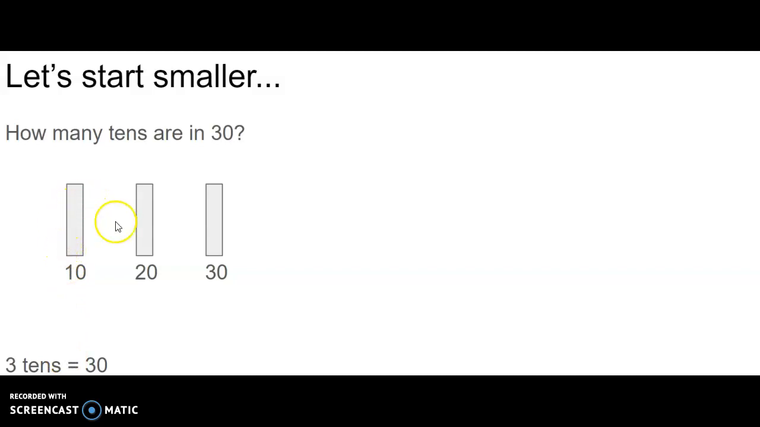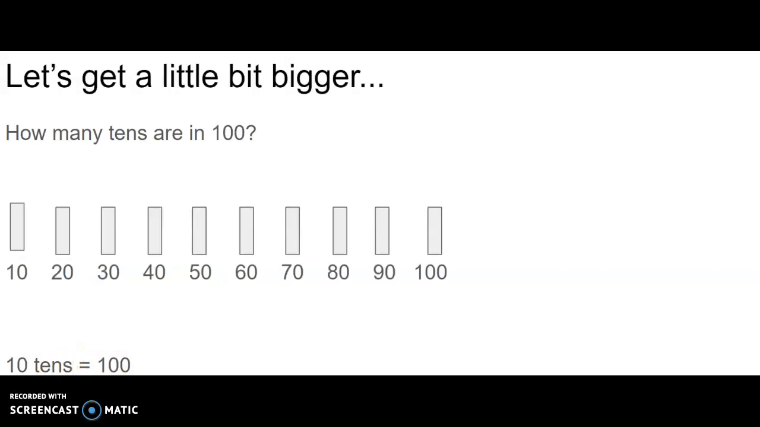Here I've drawn 3 tens, and I can count 10, 20, 30. There are 3 tens in 30. Let's get a little bigger. How many tens are in the number 100?